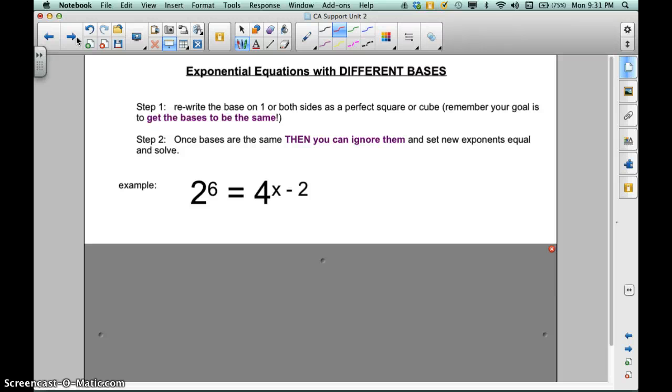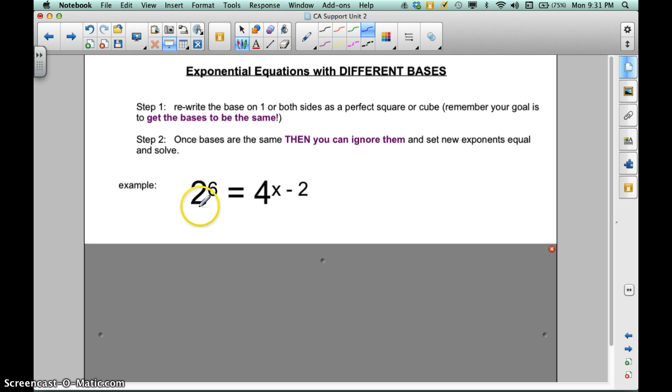Okay, so now that you have the tools that you need to be able to solve exponential equations with different bases, let's get to it. To solve these, the first step is to rewrite the base on one or both sides as a perfect square or cube, just what you've practiced a minute ago. Remember, your goal is to get the bases the same, so keep your eye on what you want the new base to be. After you do that, once the bases are the same, then you can ignore them and just set the exponents equal to each other. So let me show you what I mean.